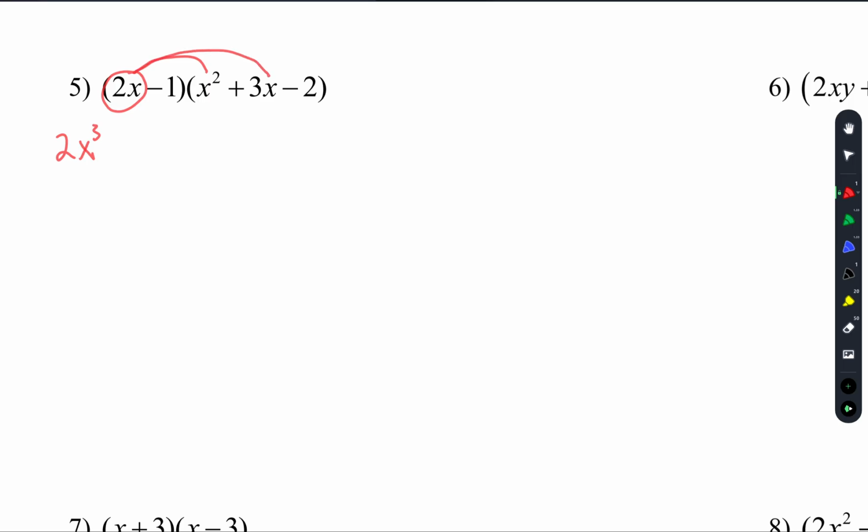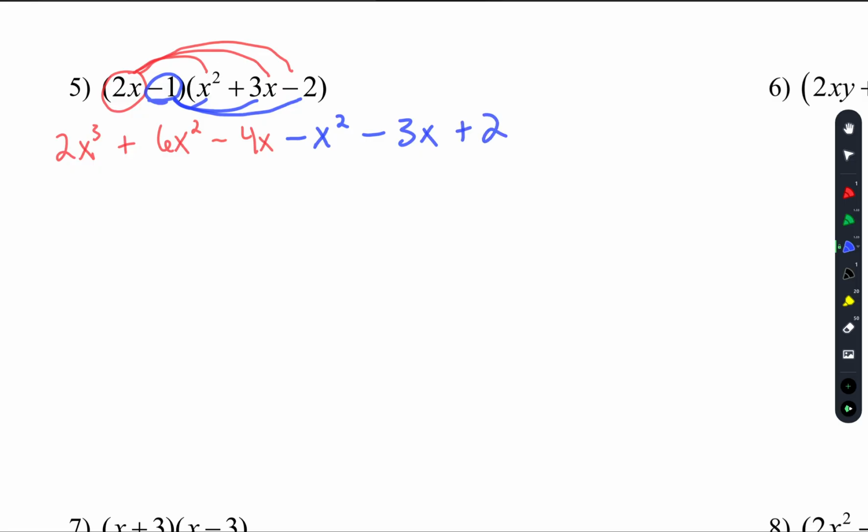Then you got to go 2x times 3x. So that's going to be 6x squared. Then you got to go 2x times minus 2, or you can just write minus 4x. And then you got to do the negative 1. So just be super, super careful when you have that negative. Now you're going to go negative 1 times x squared. Negative 1 times 3x. Negative 1 times negative 2, positive. Okay, so just be careful with the signs. That's what's going to kill you.